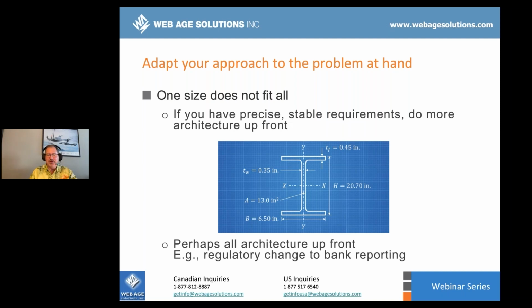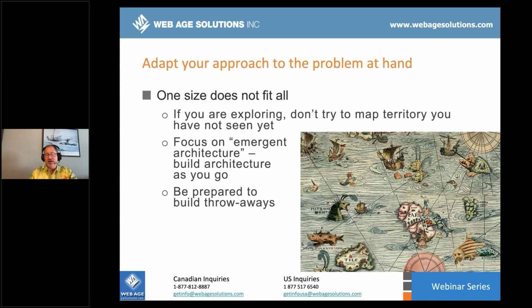I once worked on a system where it was a regulatory change to what was going on in a bank. Well, that actually was really easy to accomplish from an architectural point of view because we knew exactly what we needed to do. We did all of the architecture up front because the regulatory requirements were so precise. But often that doesn't really work. In a lot of cases, and frankly, the fun cases are places where you're doing a little bit of exploration.